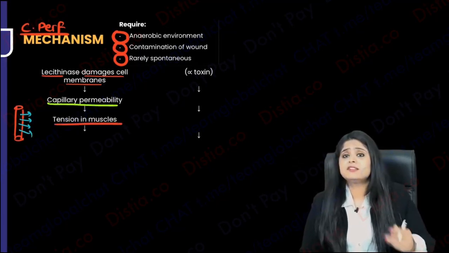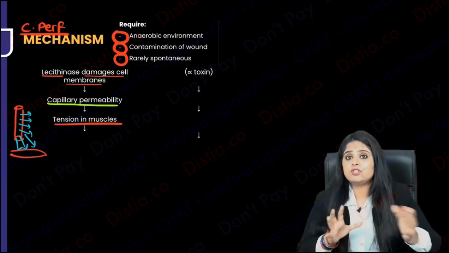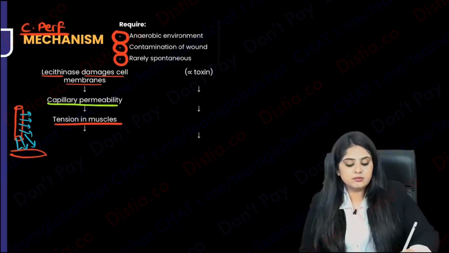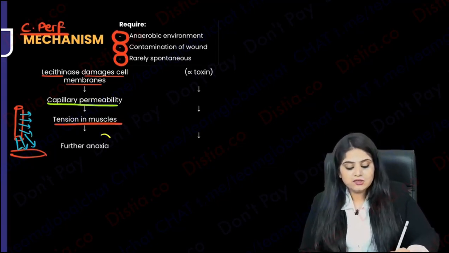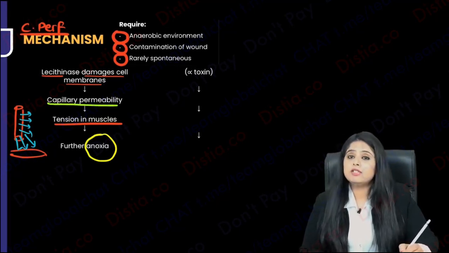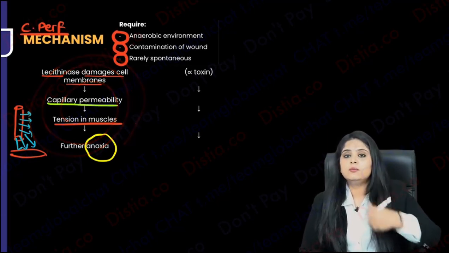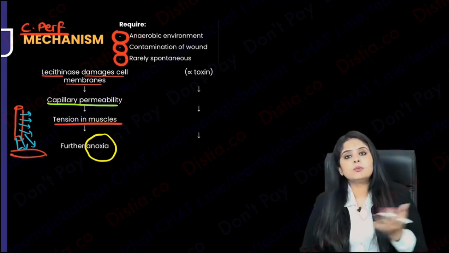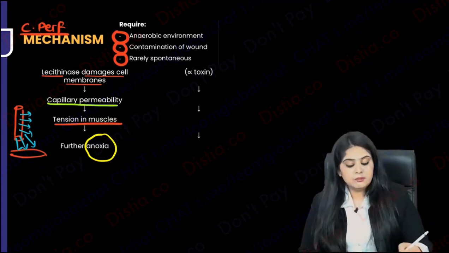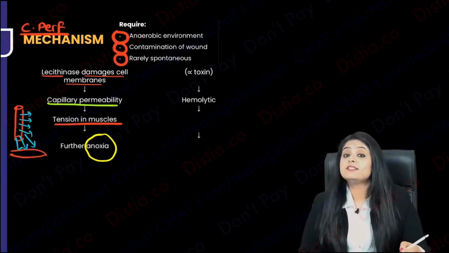This means now the muscles are tense. This muscle was sitting over here, but now there is so much fluid that is coming. So it's creating a lot of pressure on that muscle. There's a lot of tension created in this muscle. Meaning the muscle goes into further anoxia, further oxygen will go down, further anaerobiosis will happen. So this entire cycle is then going to become vicious. The more the oxygen goes down, the happier the perfringens is, because it wanted an anaerobic environment and so it has got it. Meanwhile, this alpha toxin is also going to do something very important, and that is it is hemolytic.